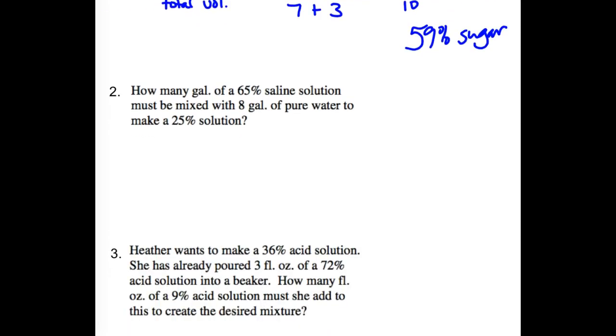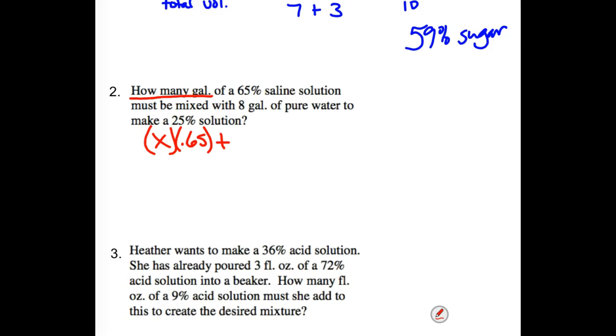Question 2. How many gallons of a 65% saline solution must be mixed with 8 gallons of pure water to make a 25% solution? Okay, so just like our sugar one, this time we're dealing with saline. So total amount of saline. How many gallons? We don't know how many gallons, but we know its concentration is 65% saline. So 65% of that liquid is going to be saline.